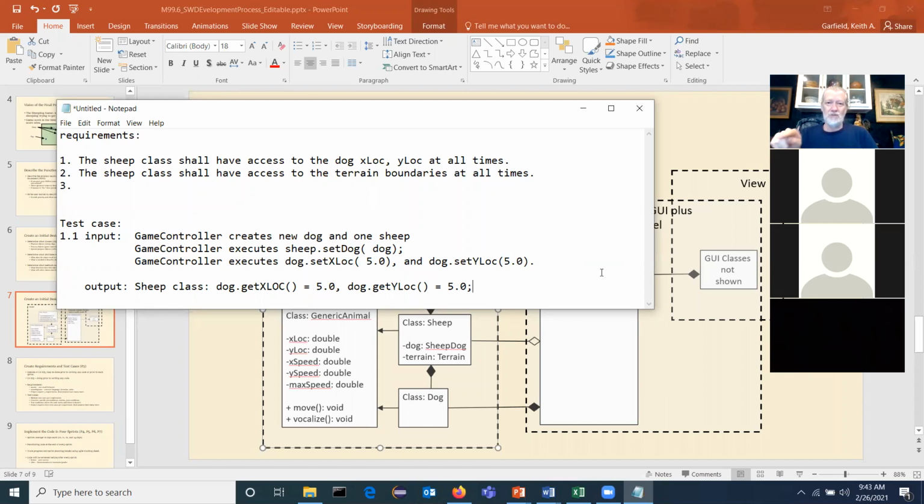Sheep.dog.getXLocation equals 5 and sheep.dog.getYLocation equals 5 would be the Boolean test to pass. I'm not trying to push JUnit on you, because you do have to learn an additional system. But for those of you that are comfortable with that, be aware that it's available to you. Let me give you a slightly tougher one in 6 minutes.